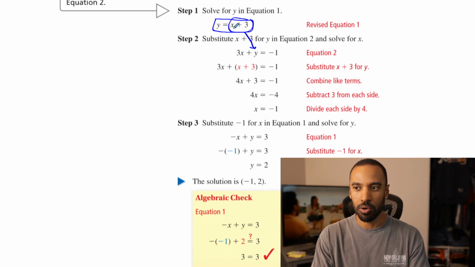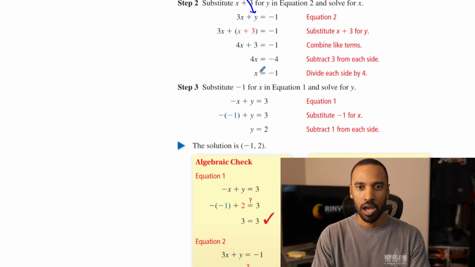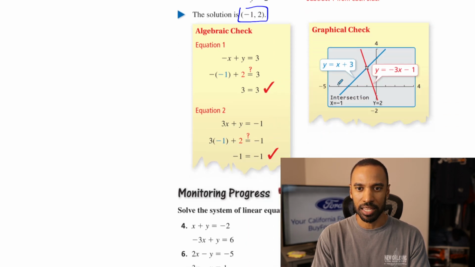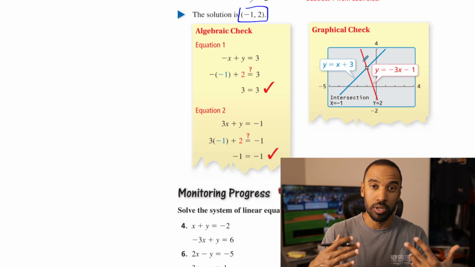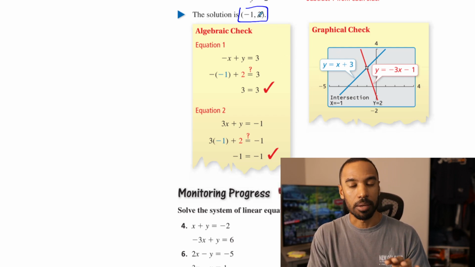They did it here, but notice I can do -1 plus 3 and I get 2 for y. They got 2 for y. All's good. X is -1, y is 2, ordered pair -1, 2. They double check, left side equals right side. They even show when they graph that they intersect in the same place. Not that we have to do that, or maybe we do, I don't know. But that's still the substitution method.